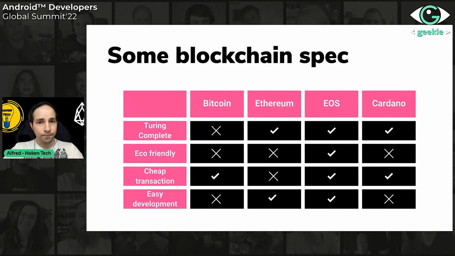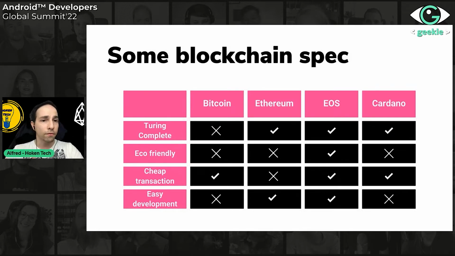Another blockchain that is not perfect is the Cardano blockchain. Another blockchain that is Turing complete, it isn't at the moment eco-friendly. There are cheap transactions, but in this case, it's very hard to develop on this blockchain because they use particular development languages that not all programmers can use. So it's very difficult. You have to learn all the code, all the instructions to develop on this blockchain.